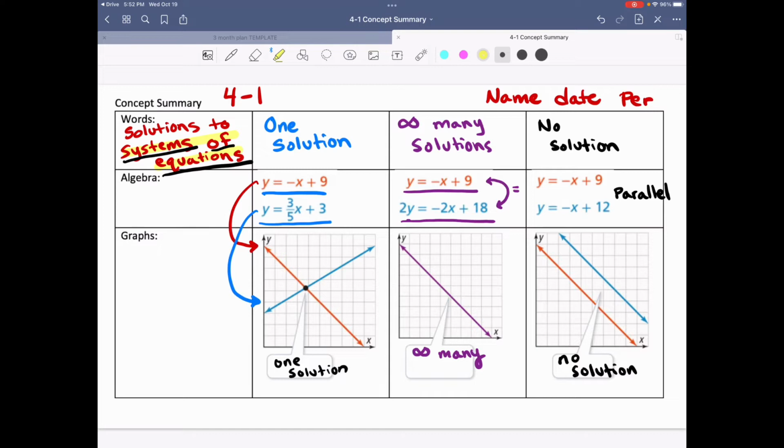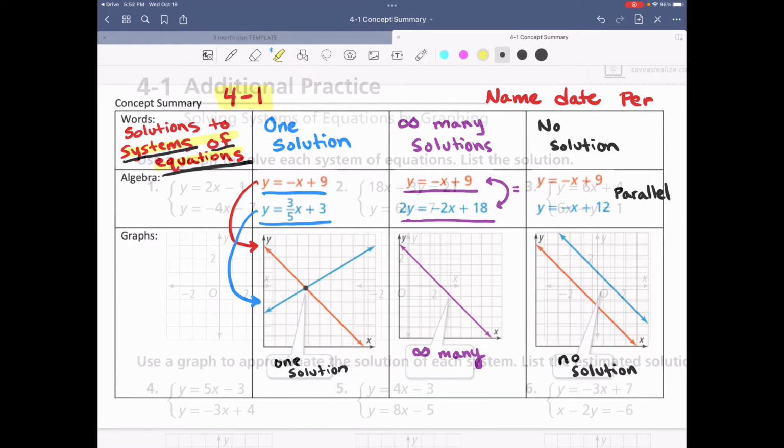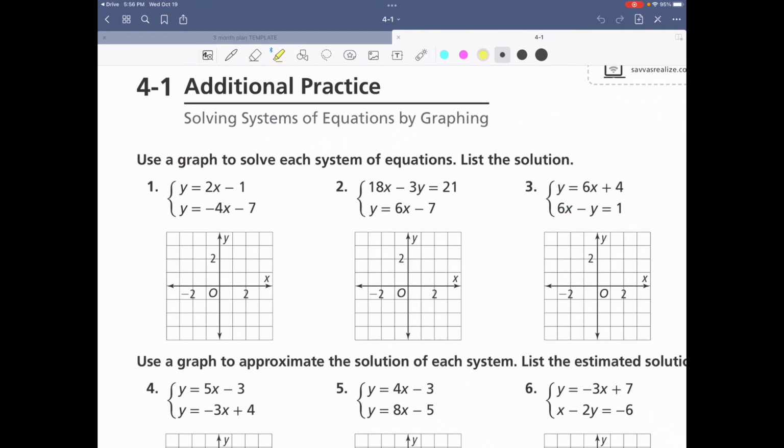All right, so save this concept summary. Go ahead and put 4.1 or 4-1 on the top, and you're going to keep all of your chapter 4 notes and resources together until we take our topic 4 test. And then when we take our topic 4 test, I will collect all of that. I'm going to go over the problems that we will be doing in class for this additional practice. And then the ones that I don't do are extra practice for you to do on your own. Or if we have time, you can do them in class.